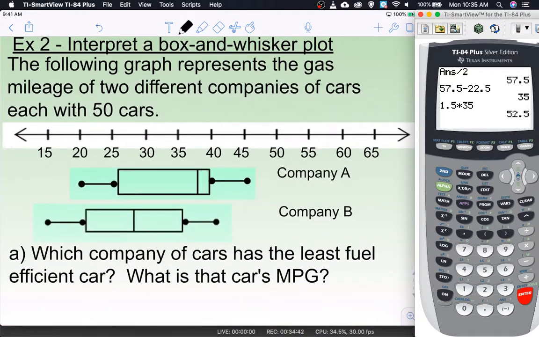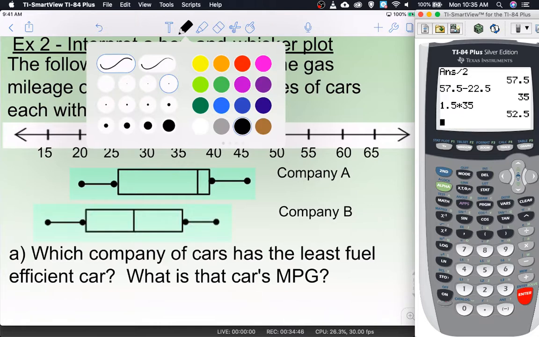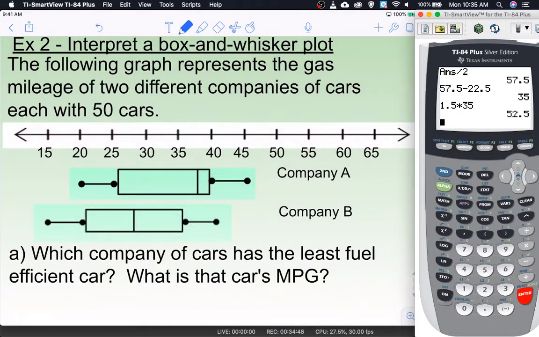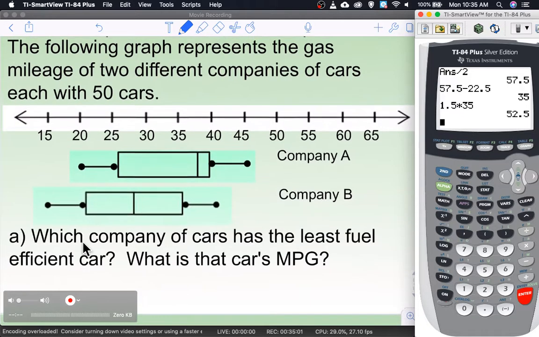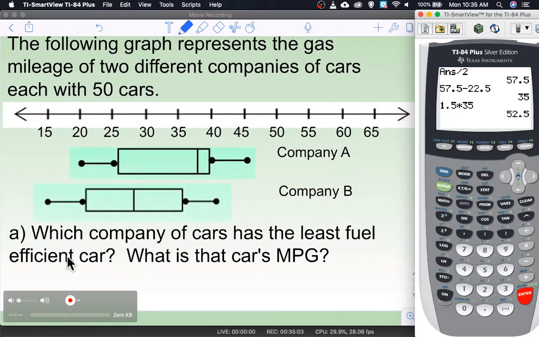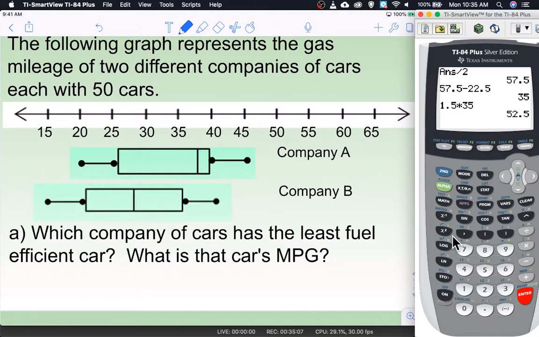All right, so that's done with making. Now we do a little bit of interpreting. Given a Box-and-Whisker plot, can we answer some questions? The following graph represents the gas mileage of 2 different companies of cars, each with 50 cars. Cool. Company A, Company B, we see cars, number line, looks great. Which company of cars has the least fuel-efficient car? What is that car's miles per gallon?